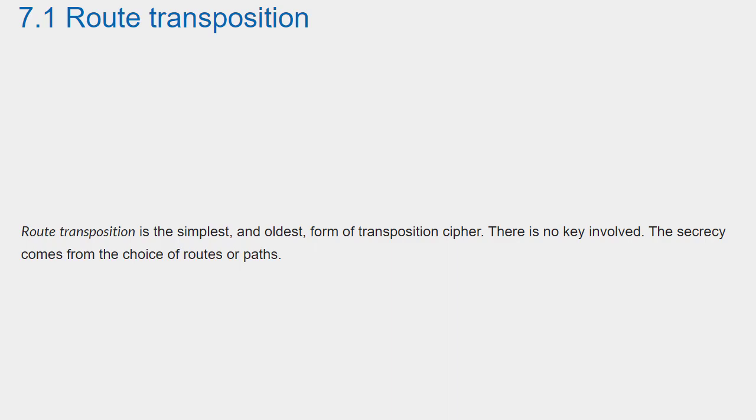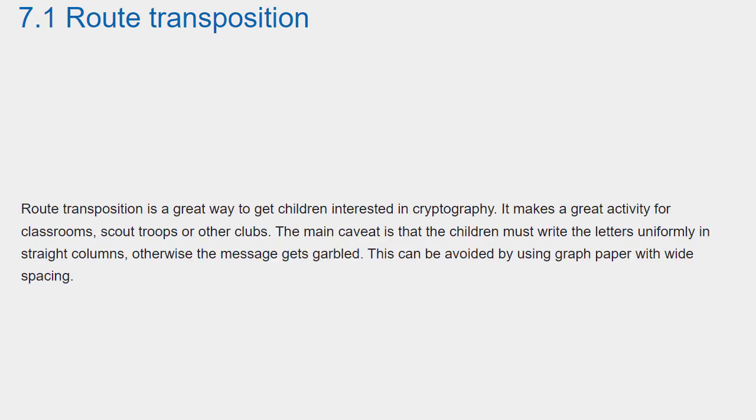Section 7.1. Route transposition. Route transposition is the simplest and oldest form of transposition cipher. There is no key involved. The secrecy comes from the choice of routes or paths. Route transposition is a great way to get children interested in cryptography. It makes a great activity for classrooms, scout troops, and other clubs.